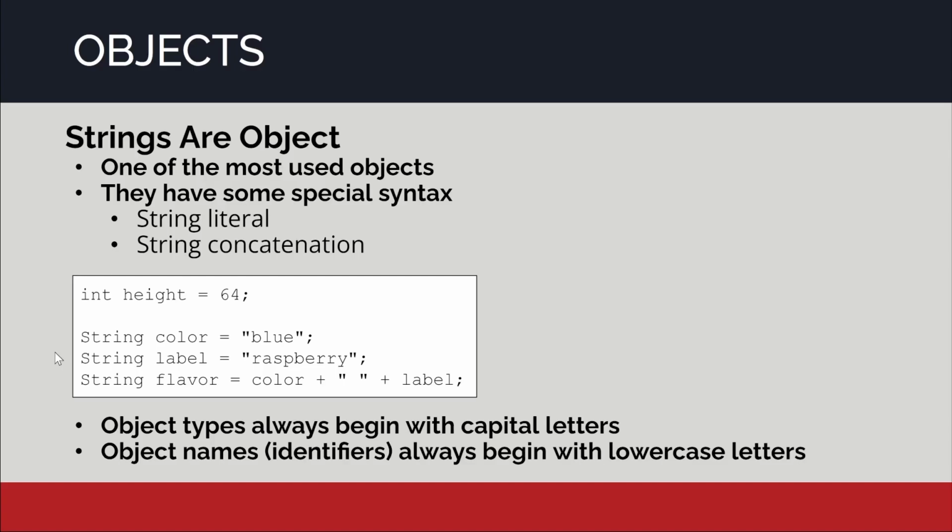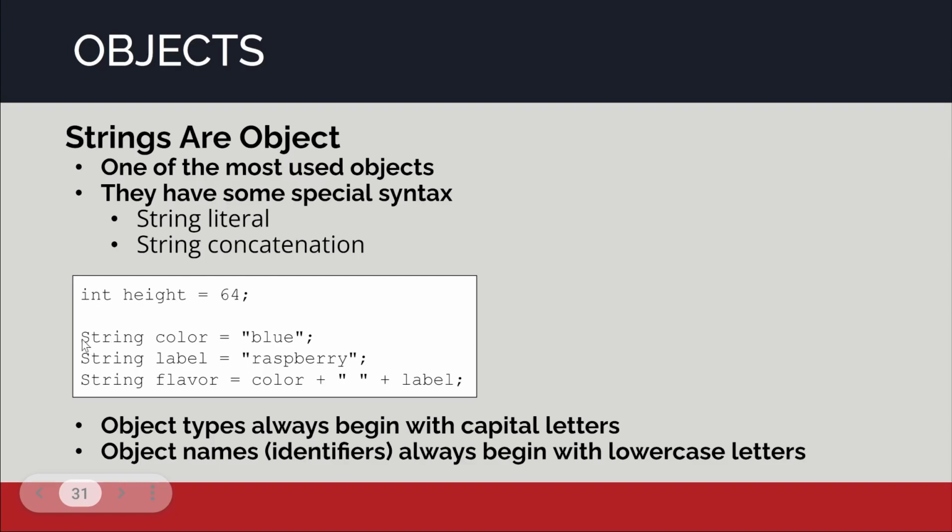And two of those most important things are that we have string literal syntax and string concatenation syntax. So the string literals are just when we create a string. First of all, one of the things I want to point out here is the type. So int height, we know an int is an integer. The type is int. And then string color, we know what a string is. It's a string of characters, and String is the type here. So these are both types, int and String.